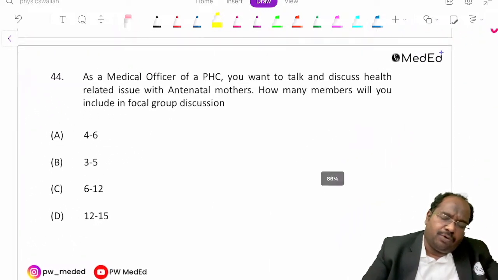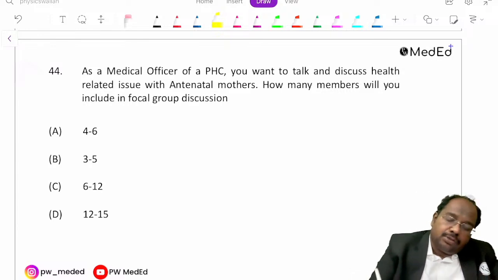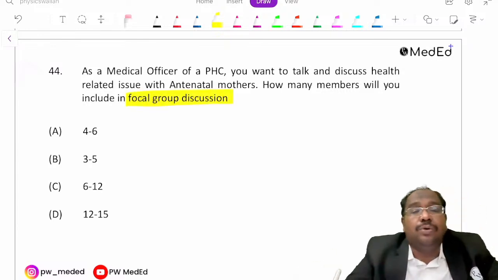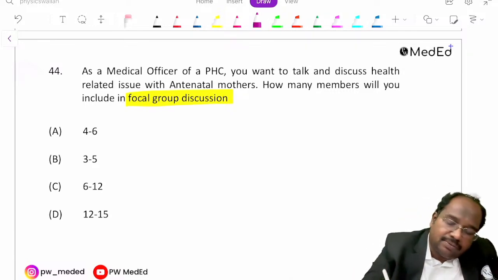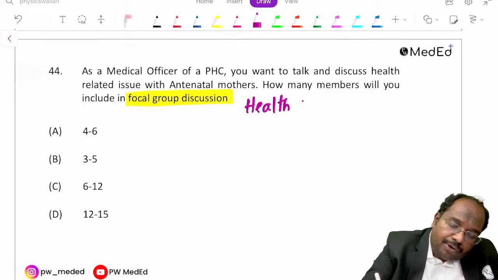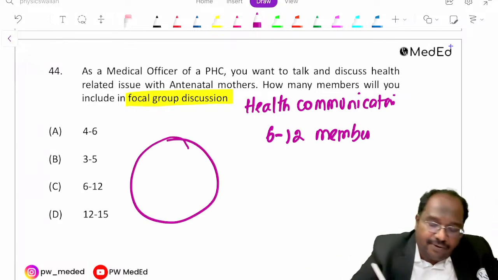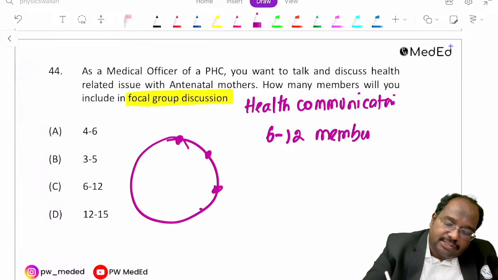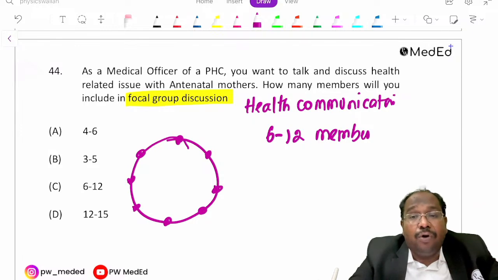Next question. 3 more questions. As a medical officer of a PHC, you want to discuss a health related issue with antenatal mothers. How many people will you include in this focus group discussion? This is a type of health communication. 6 to 12 members form a circle, sit and discuss. This we call a focus group discussion.